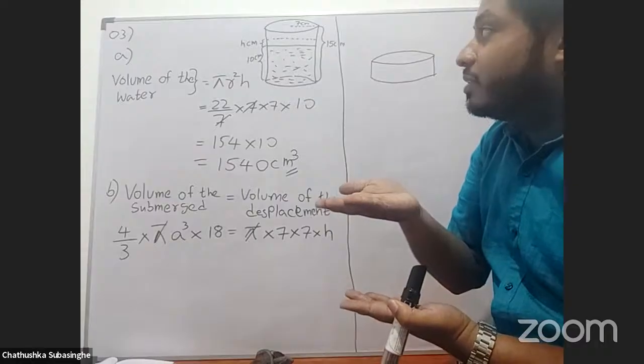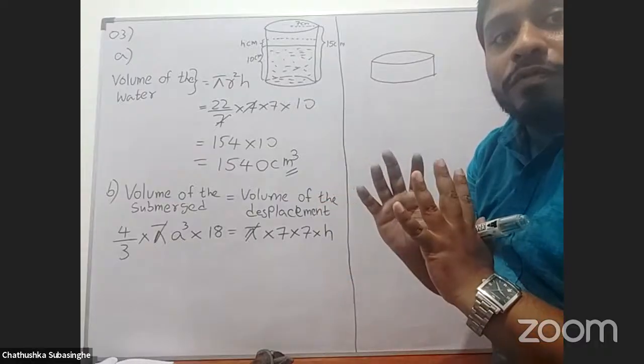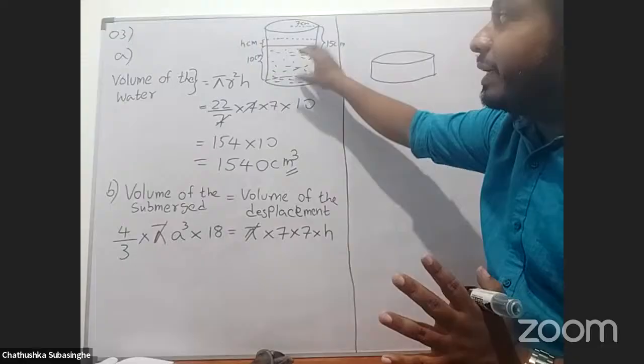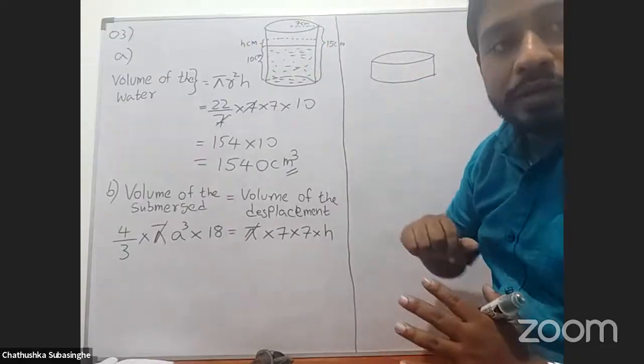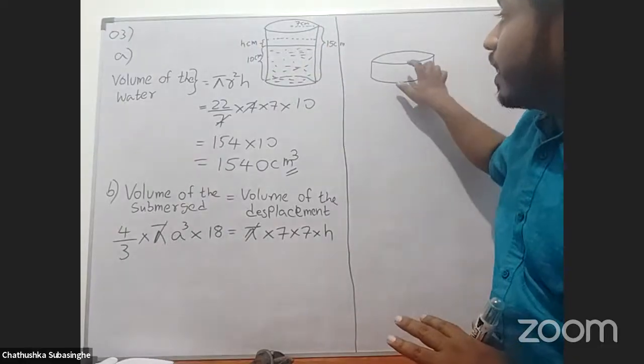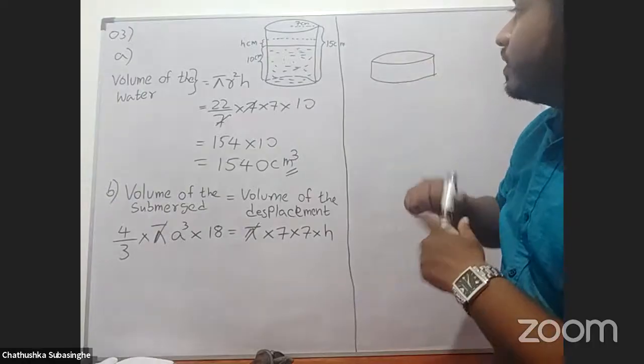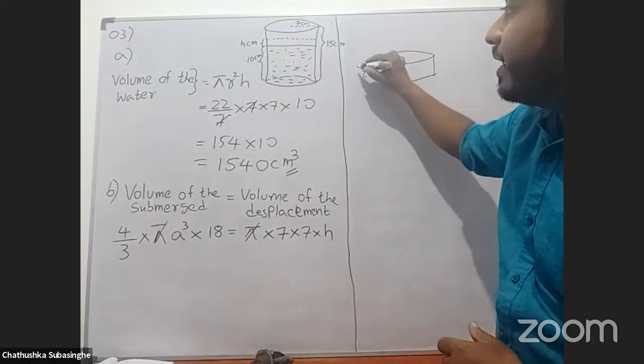This is science, not maths. Right? That volume is not equal to this whole thing. It's equal to only this part. Right? So we have to find the volume of this part, which means this side is h.